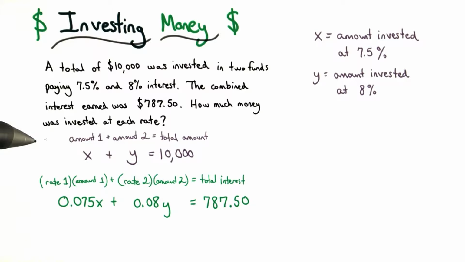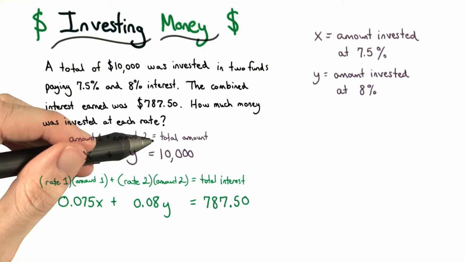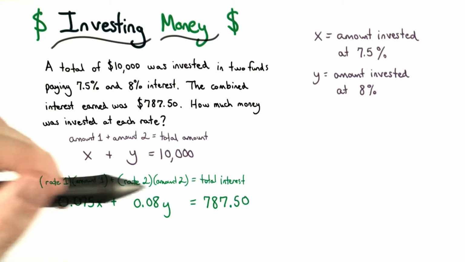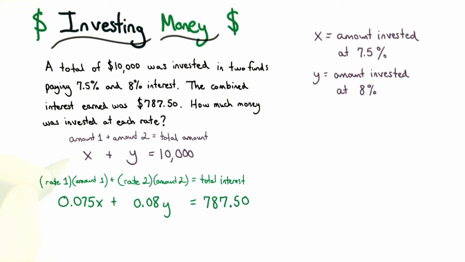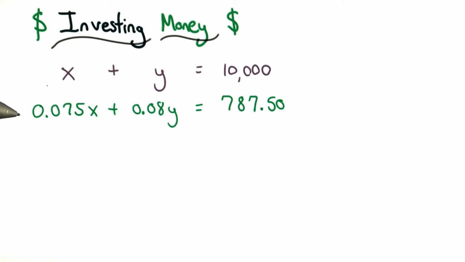So with some logic and some algebra, we could come up with two equations for this problem. We used the individual amounts from each account to equal the total amount, and we used the interest rates and those amounts to get our total interest. Now that we have two equations, we can use them to figure out how much was invested at each rate. I'm going to show you how to solve the system using substitution.